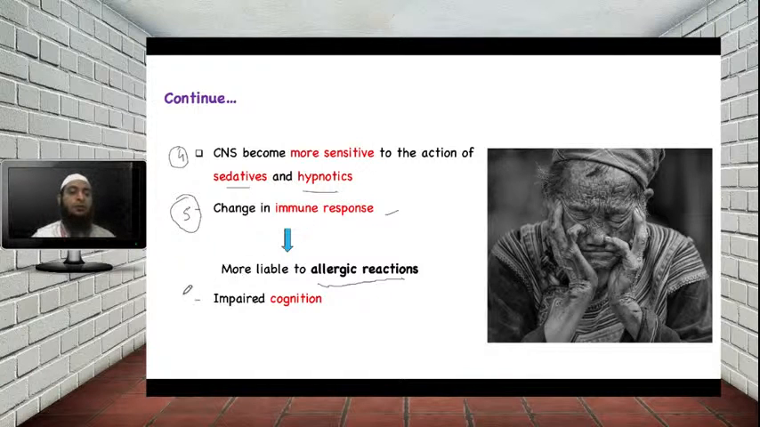The last reason is impaired cognition. When patients move from adulthood to elderly age, their CNS function decreases, their intellectual ability decreases, and they don't remember to take the medicine. So sometimes they are not taking the medicine, and sometimes it is quite possible that they take a double dose of the medicine, which may lead to overdose. That is called inadvertent overdose, meaning overdose which is not intentional, due to unintentional overdose, and it may produce adverse drug reactions.